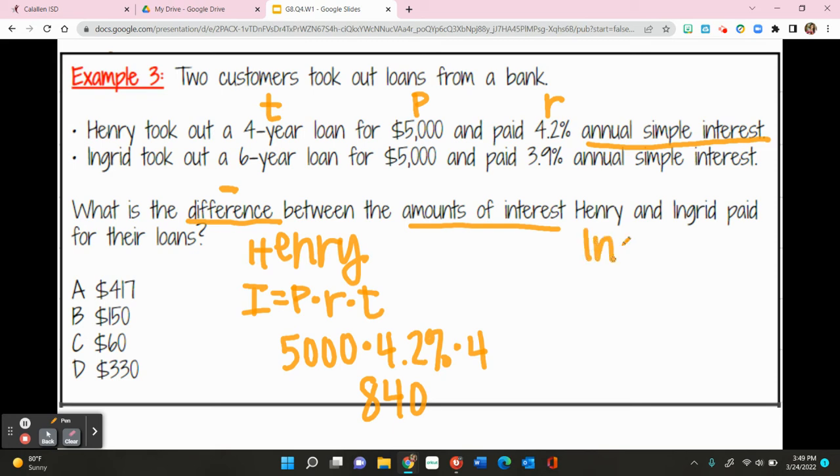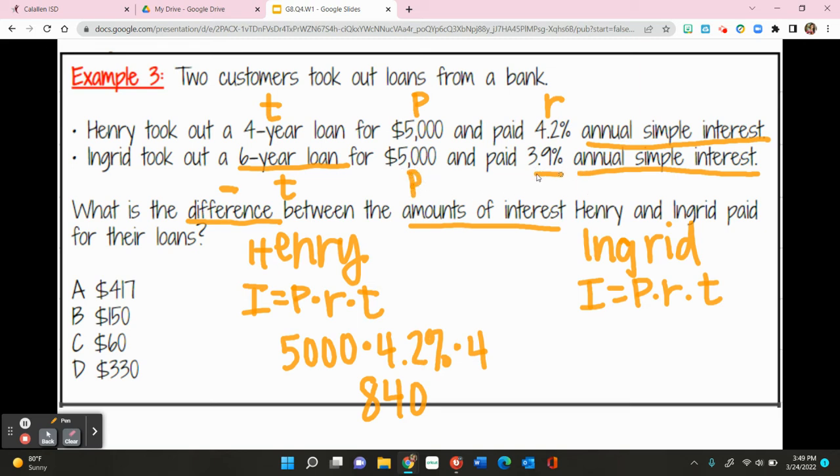So then we have Ingrid. So again, here it says Ingrid is also using annual simple interest. So she's using the formula I equals P times R times T. And her loan is going to be for 6 years. So this is my time. 5,000 is my principal because that's my starting amount. And she's going to have a 3.9% interest rate. So my principal is 5,000 times the rate, which is 3.9%, times the time, which is 6.